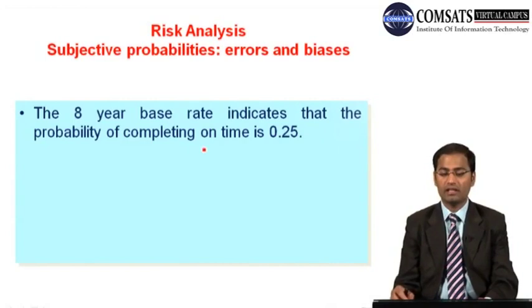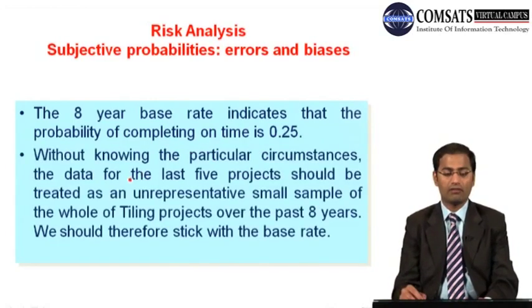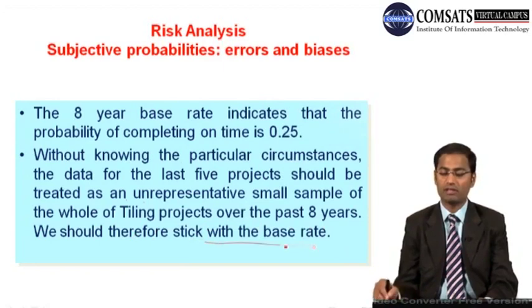The 8 year base rate indicates that the probability of completing on time is 0.25. Without knowing the particular circumstances, the data for the last 5 projects should be treated as an unrepresentative small sample of the whole of the tiling projects over the past 8 years. We should therefore stick with the base rate.